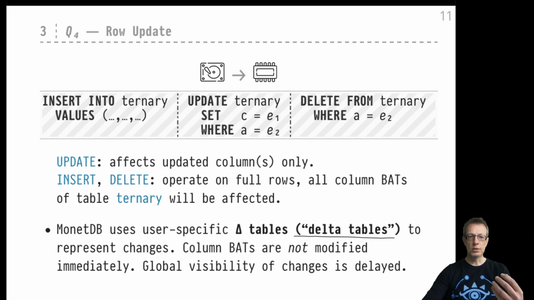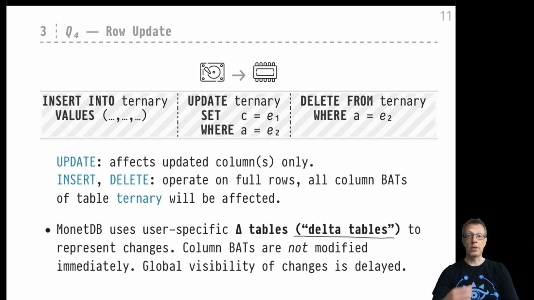So what deletions have been performed, what updates have been performed. This is not immediately applied to the BATs, that would mean immediate global visibility, and that's not what we want. But each user has its own copy of delta tables where updates and deletions and so on are being recorded. And these recorded updates in the delta tables are being used to provide the local update performing user with her updated view on the original table.